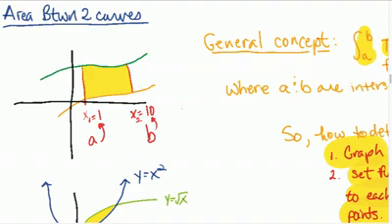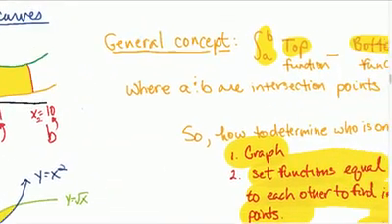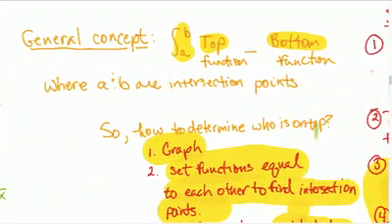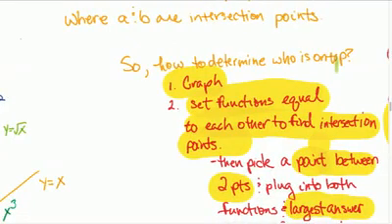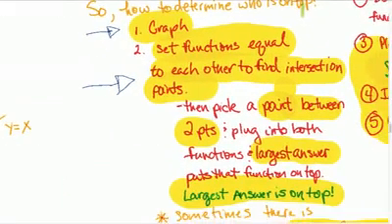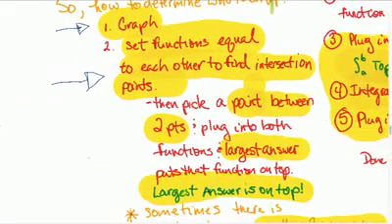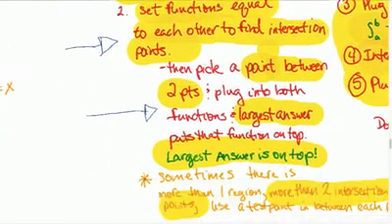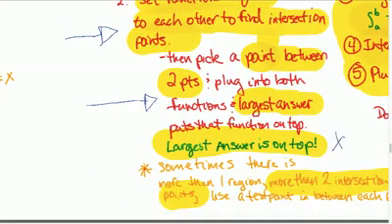So, general concept recap: we have to do the top function minus the bottom function. The way you find out which one's the top is you can either graph. Most people don't know all their graphs, so I recommend you set them equal to each other because you're going to usually need to find the intersection points anyway, so might as well do it right away, and then pick a test point in between those intersection points. And whichever one gives you the largest answer, that's the one that's on top and comes first in your integral.